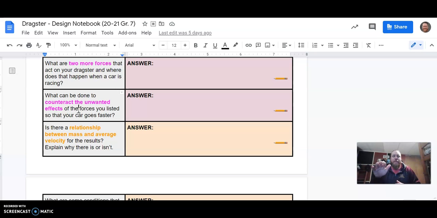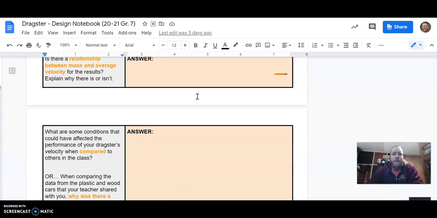If you want your car to go fast, there are forces that are slowing it down, that are pushing or pulling it in different directions to get it to slow down. You just listed some of those forces, so now what can you do to counteract that so your car doesn't slow down, or doesn't slow down as much? That's kind of what we're getting at with this question. So again, that's an aspire-to-answer question.